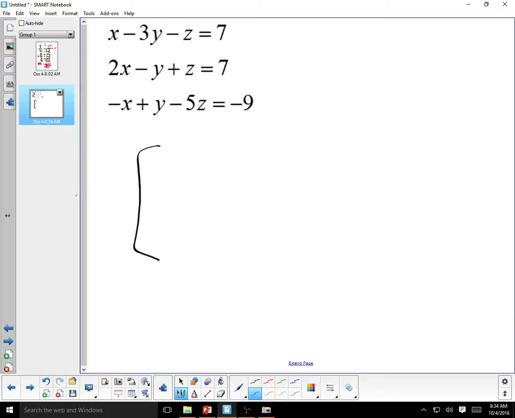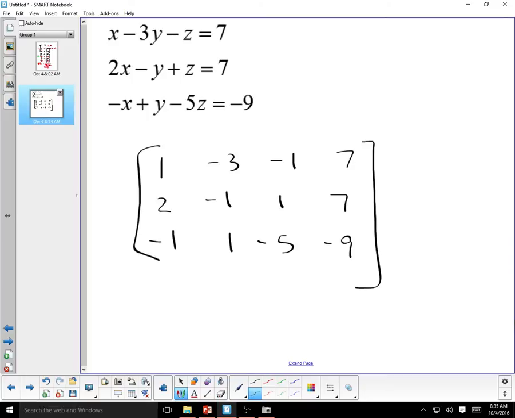All right, cool. So augmented matrix. Let's start making that. That's gonna be 1, -3, -1, 7, 2, -1, 1, 7, -1, 1, -5. I just lost my spot for a minute there. Okay, do you guys want the line in there, or you guys good? Okay, just an extra thing I gotta do. I don't really mess with the line myself.